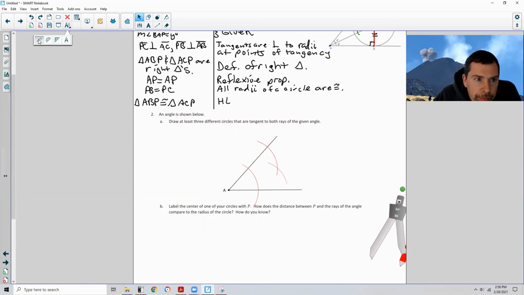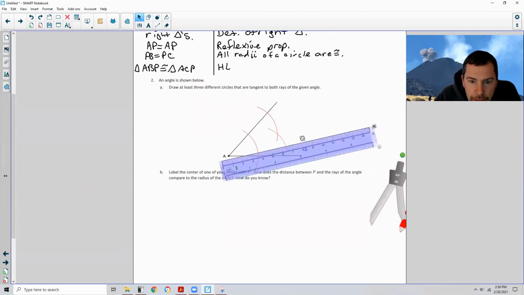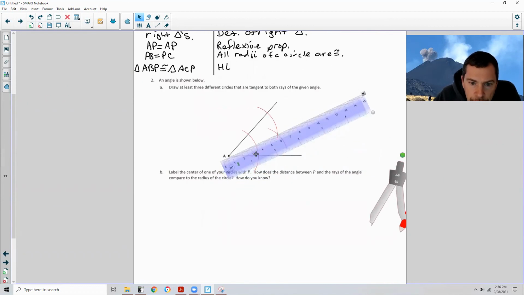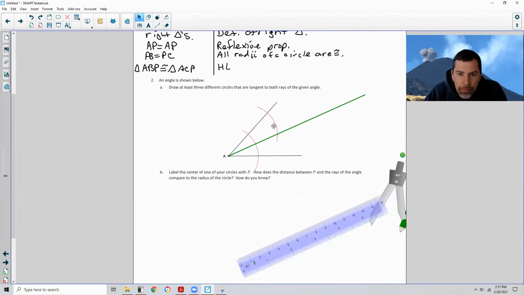if I get a ruler, I'm just showing you this one more time since it's been a while since module 1. And then I'm going to put my ruler at A and find that intersection point. And then I'm going to draw a segment from A through that point right there. So that line right there is an angle bisector.